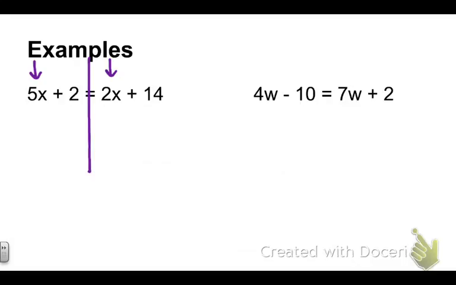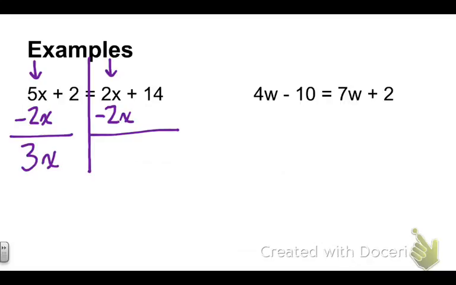Gave you a little trick. Get rid of the smallest one. The smallest one is 2x. So let's get rid of that positive 2x. Let's subtract 2x. Whatever you do to one side, you do to the other. 5x minus 2x is 3x. Rewrite. Plus 2 is equal to 14. Boom. It's a two-step equation. You can do it from here.